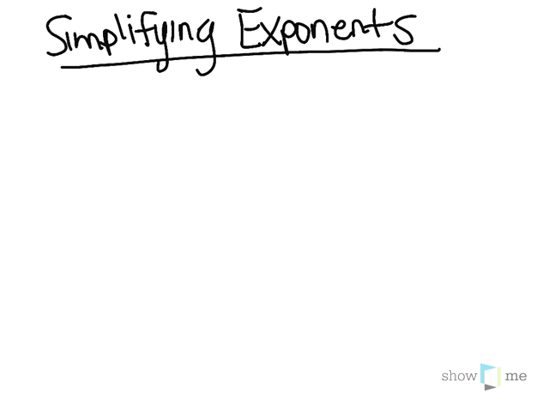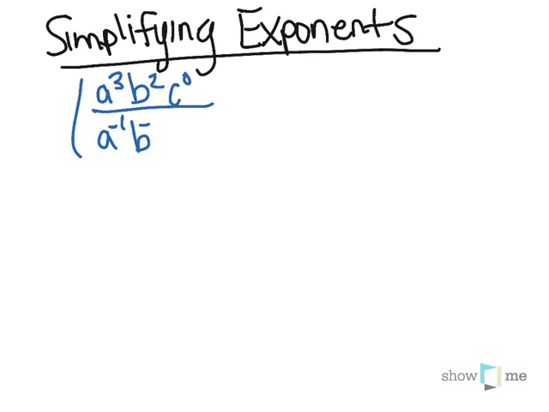Hi class, this is another video on simplifying expressions with exponents. Only this one is going to involve some negative exponents since the last video did not. So let's look at a cubed b squared c to the 0 over a to the negative 1 b to the negative 2 c to the negative 3, all raised to the negative 2.